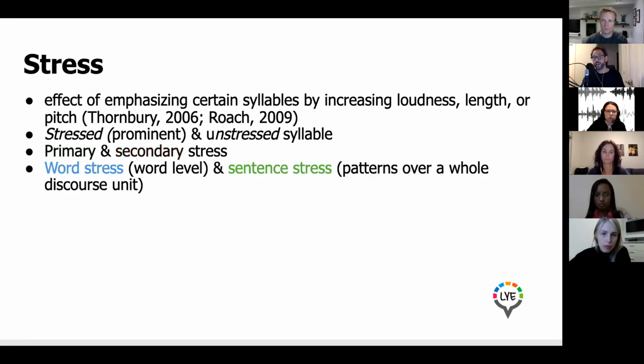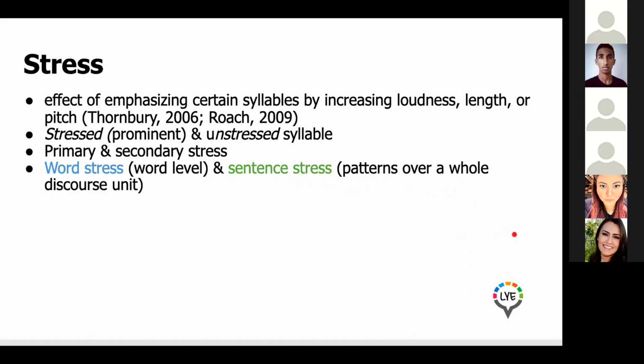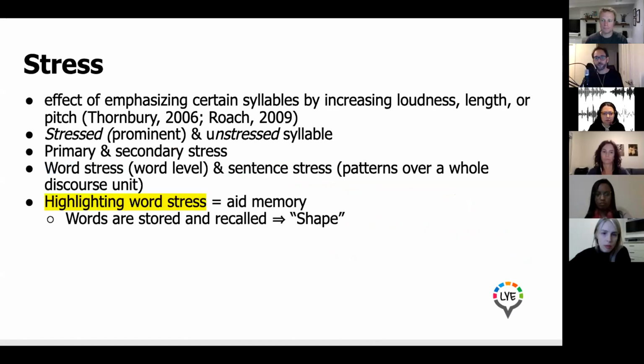We also have word stress, looking at word level, but we also have sentence stress, which is basically patterns that occur over a whole discourse unit. Something that you can do, and this is something that I found recently reading more about stress, I think it was a research paper, and if I can't remember the name right now, just send me a message and I will try to remember the name of the author.